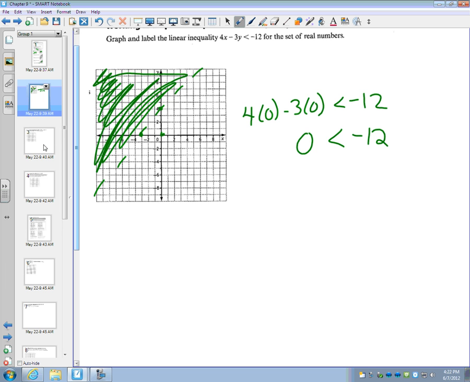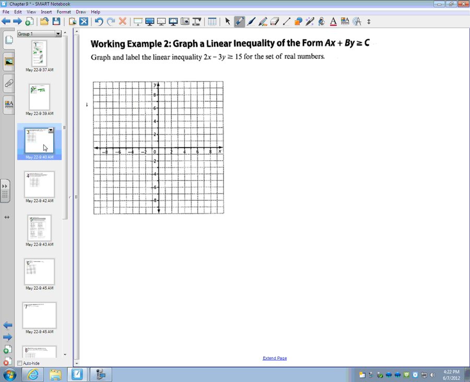Okay? Let's try another example. Graph and label the linear inequality for the set of real numbers. Okay, so now what I'm going to do is I'm going to use slope-intercept form. So I'm going to treat it like a line just to find out my boundary.